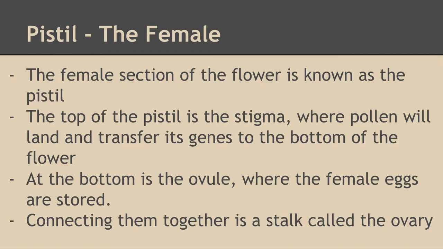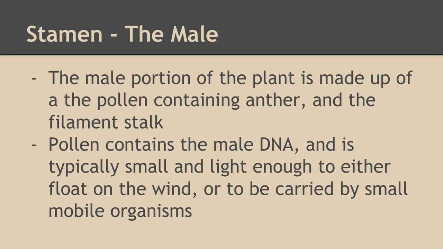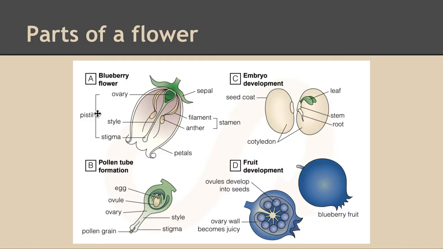At the bottom of the flower, we have the ovule, which is where the female eggs are stored. These have to be fertilized by the male sperm in order for them to develop into seeds. Connecting the pistil and the ovule is a stalk known as the ovary. And that might sound familiar, because we use ovary as the name for the female sex organs in animals as well.